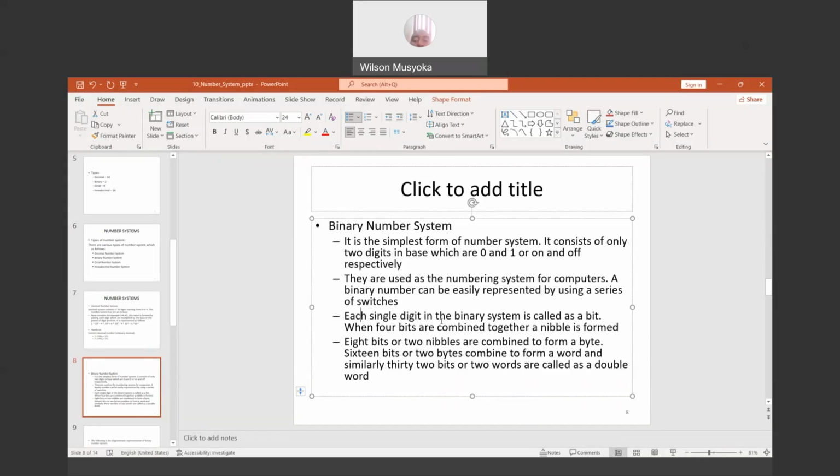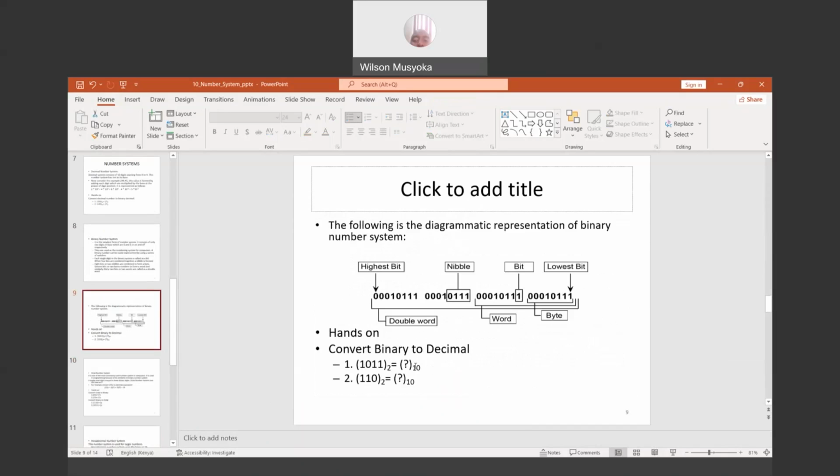And so each single digit in a binary system is called a bit. When 4 bits are combined, they form a nibble. Then 8 bits or 2 nibbles are going to form a byte, which is the smallest amount of data that can be held in a computer. So 8 bits are going to form a byte, 16 bits or 2 bytes are going to form a word, and then 32 bits or 2 words are called a double word. And so we shall be seeing that as we move on.